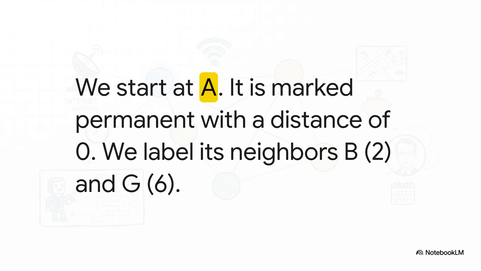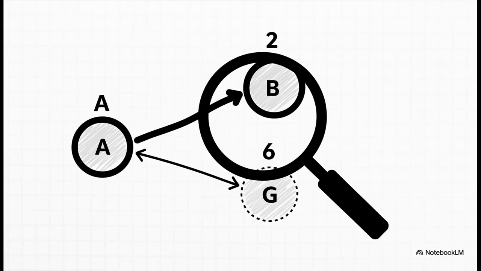That's B, which has a cost of 2, and G, which has a cost of 6. We'll jot those down as our first tentative paths. And now for the first big decision. The algorithm scans every single tentative label on the entire map. Right now, that's just B at 2 and G at 6, and it asks one simple question. Which one is the absolute closest?